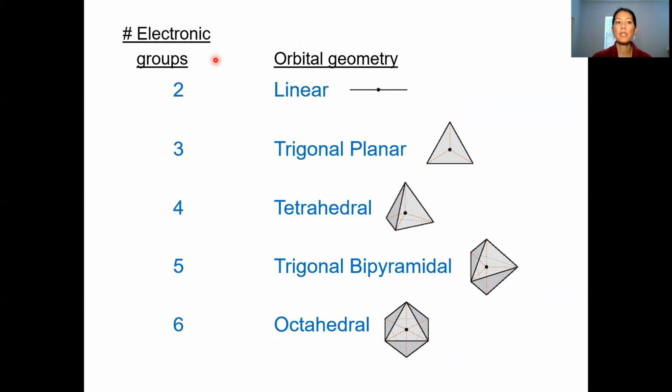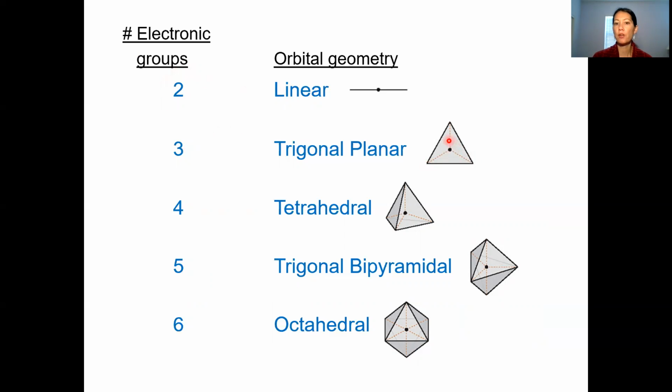But there's a little bit more detail than that. You do need to be aware of these electronic groups. Each electronic group could either be an atom or lone pair. It's not the number of bonds. For example, if you had a double bond, it's not 2 groups. That still just represents 1 group, just 1 atom connected there. So 2 groups, I mentioned linear, 3 trigonal planar.